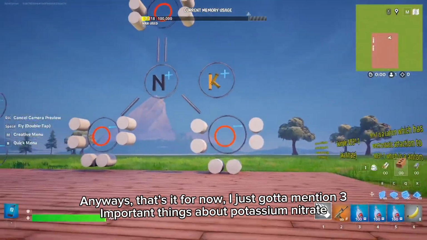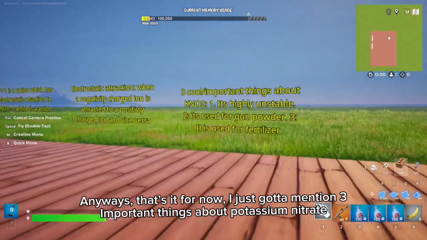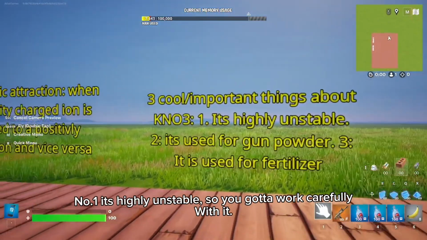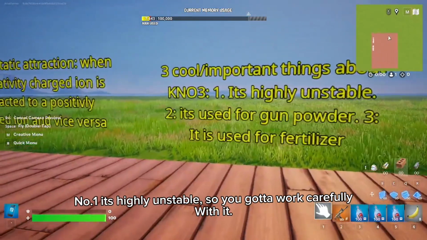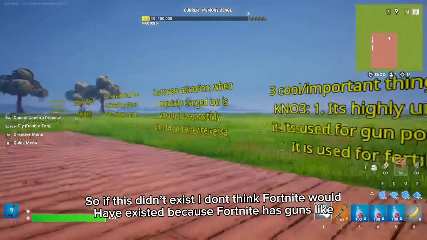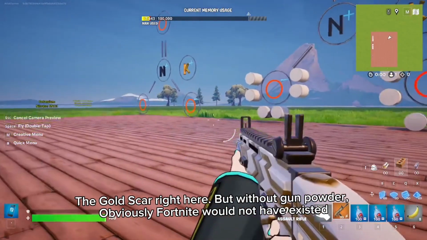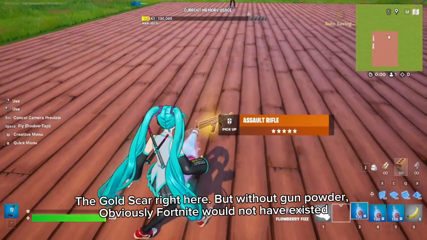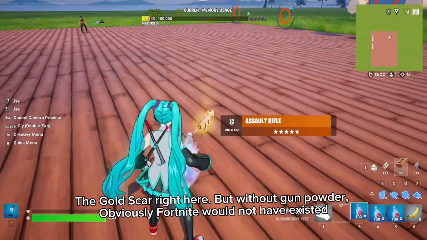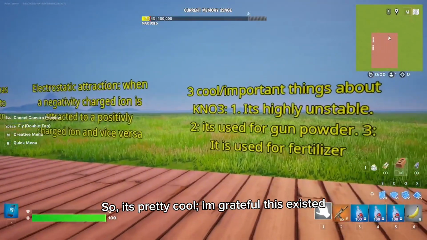Anyways, that's it for now. I just gotta mention 3 important things about potassium nitrate. Number 1, it's highly unstable, and you have to work carefully with it. 2, it's used for gunpowder. So basically, if this didn't exist, I don't think Fortnite would have existed, because Fortnite has guns, like the gold scar right here. But without gunpowder or anything, I mean, obviously Fortnite would have existed. So it's pretty cool. I'm grateful this existed.